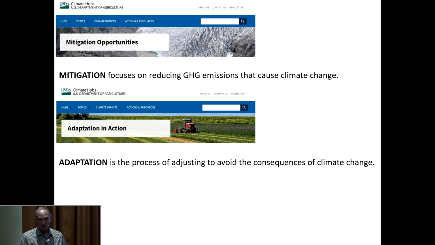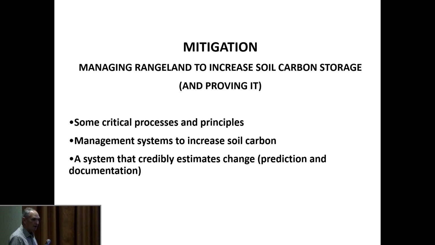I think in rangelands and really in agriculture in general, we are much more invested in the need to adapt than we are in the mitigation world. In terms of mitigation, I want to emphasize that we want to manage rangelands if we can to increase carbon storage. But if we want to benefit from that, we have to prove it. And proving it is not the same as having a cheer for it. Proving it is numbers that people believe.